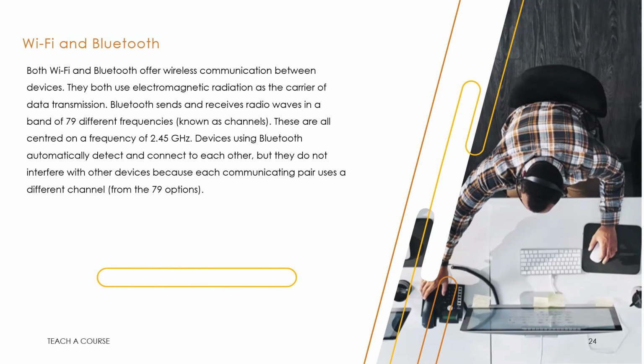So devices using Bluetooth automatically detect and connect to each other, but they do not interfere with other devices because each communicating pair uses a different channel from the 79 options. That's why we have 79 channels, so that we don't have interference, even if we have a number of devices trying to communicate together using Bluetooth.